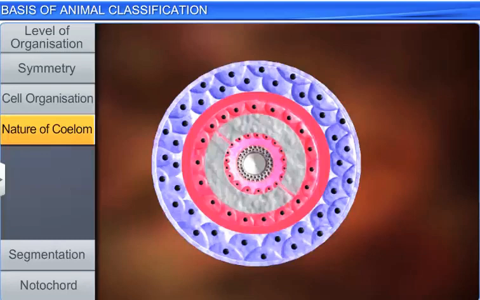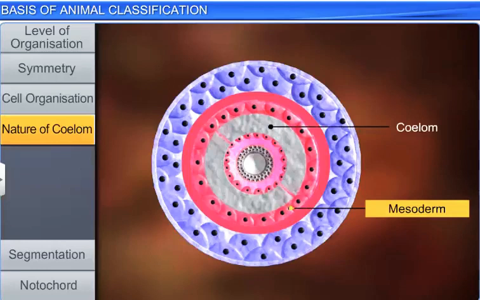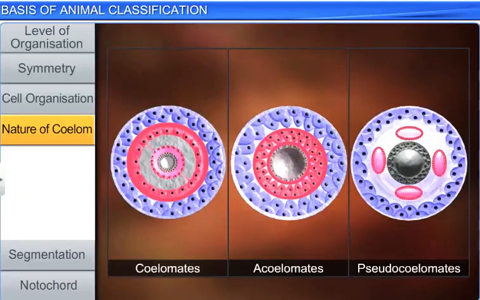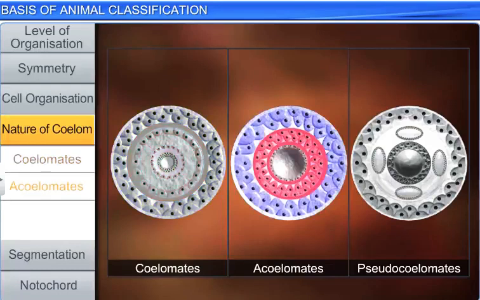The 4th important feature by which animals are classified is the nature of coelom. The coelom is the body cavity lined by mesoderm. The presence or absence of this cavity helps classify animals. There are 3 categories: coelomates, acoelomates, and pseudocoelomates.